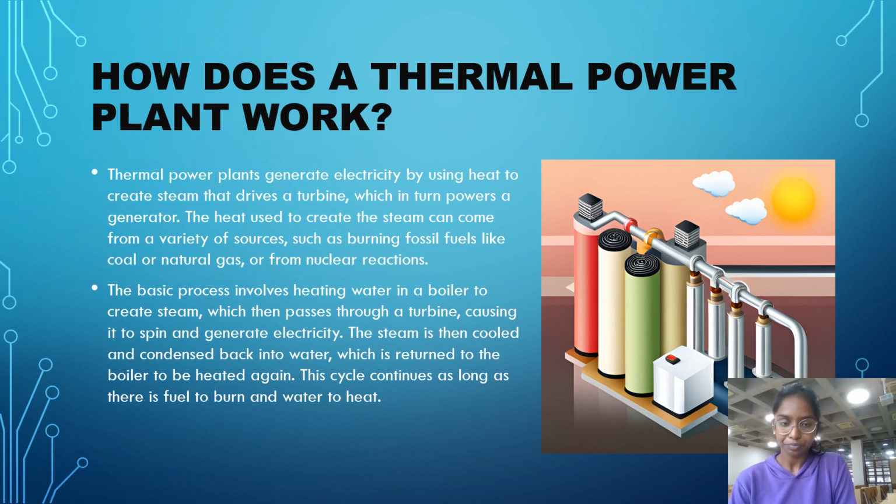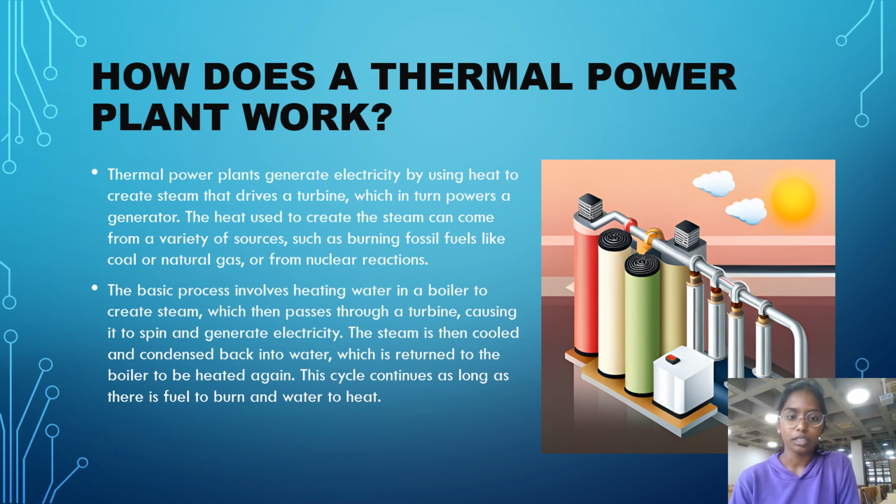The cooling system. Thermal power plants require a cooling system to dissipate excess heat. This is typically done by cooling towers or water from nearby rivers and lakes. The cooling water absorbs heat from the condenser and is circulated back to the source for cooling again.